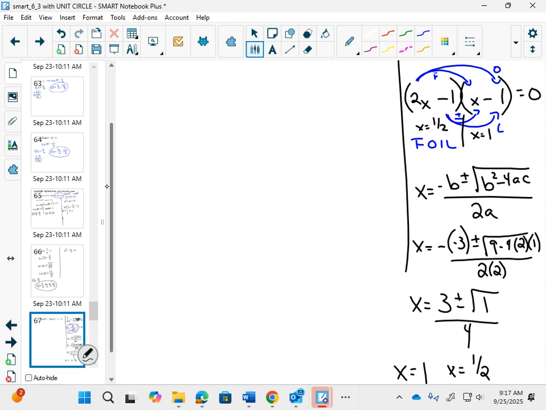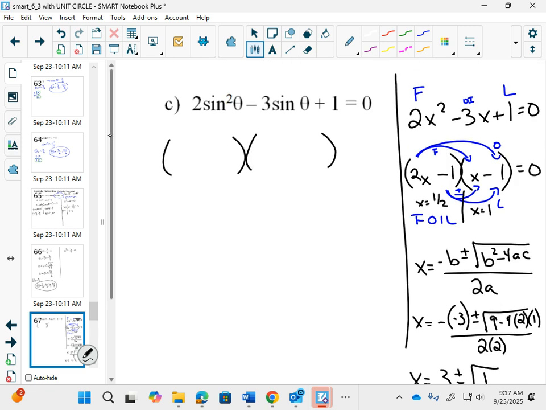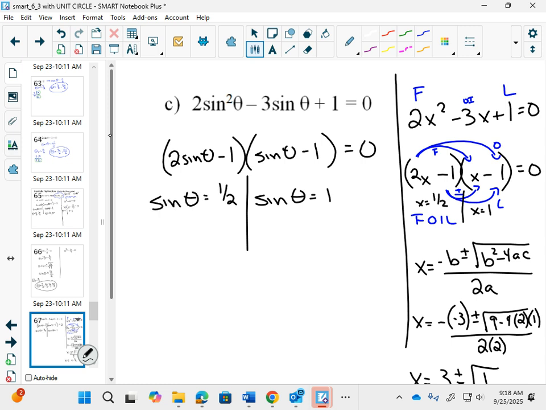If you use the quadratic formula first, and you got the answers, can you see how you could write the factor part? Like pretend you cheated and factored? Like if I know that one of the answers is 1, then I know that one of these had to be sine theta minus 1. And if I know the other answer had to be 1/2, this would have to be 2 sine theta minus 1. So we can factor it with sines as well. Now what happens is when we go to solve, it's not x equals, it's sine theta equals 1 and sine theta equals 1/2.